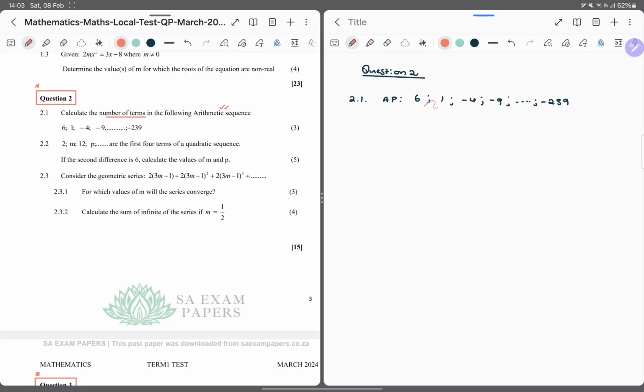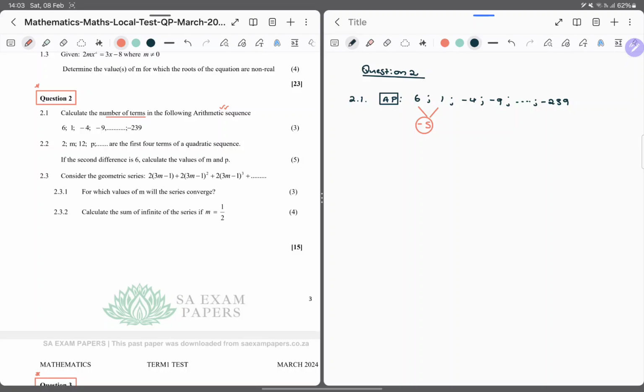Since this is an arithmetic progression, we know that there's going to be a common difference. So 1 minus 5, so minus 6, it's going to be minus 5. So this should be our common difference because we were told this is an arithmetic progression. If we didn't know that, we would have to check. But now we know, so we don't complicate our lives.